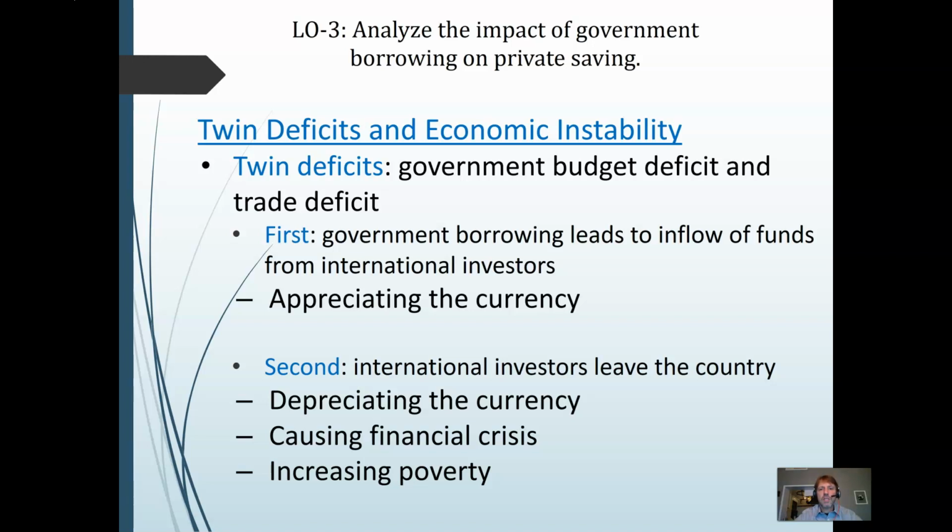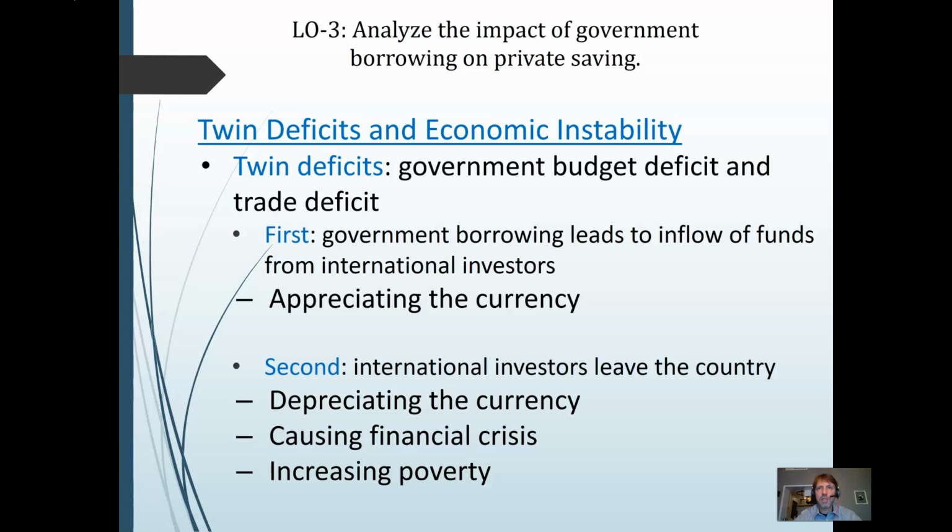So twin deficits create economic instability, and the twin deficits are a government budget deficit, where the government's spending more than it brings in tax, and a trade deficit, where we buy more from other countries than we sell to them. And at first it leads to governments having to borrow and take inflow of funds from international investors.